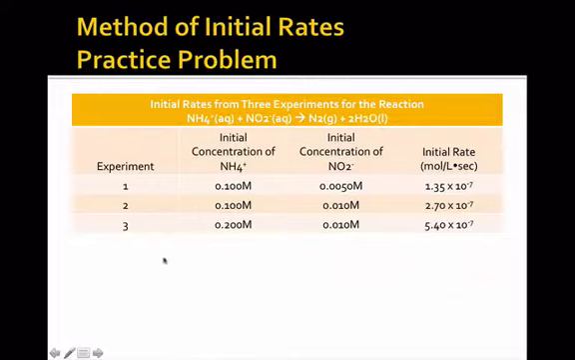And it's a pretty long problem, so write kind of small. All right, so the first thing you want to do when we do this is we want to pick our pair of experiments that we're going to focus on where they're changing just one of the reactants.